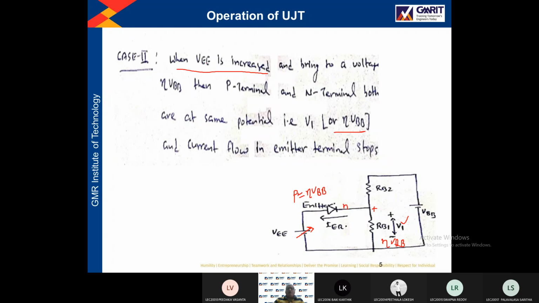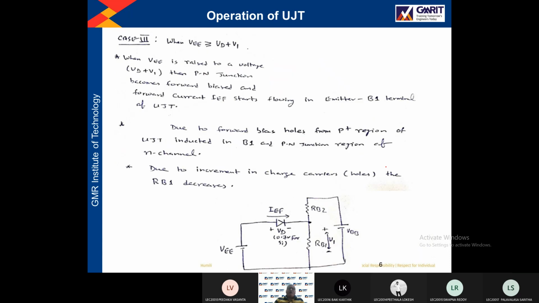The same thing is written here in case 2. When VEE is increased to a voltage eta VBB, then the P terminal and N terminal are both at the same potential, and current flow in the emitter terminal stops. Now case 3, if you increase VEE to greater than V1 plus VD. What is this VD? This is 0.7 volt if the material silicon is used, and 0.3 volt if the material germanium is used, right?